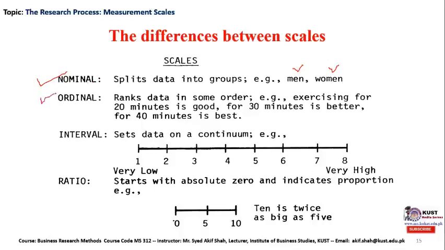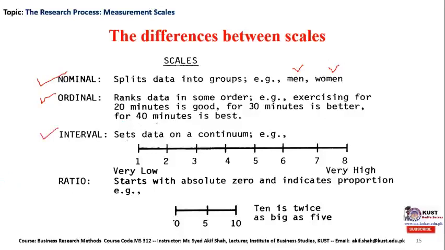When the researcher is not only interested in categorizing, but is interested in ranking the data, then the scale used by the researcher is ordinal. It ranks data in some order. For example, exercising for 20 minutes is good for health, 30 minutes is better, and 40 minutes is the best. So here we can say that a particular ranking has been developed by the researcher: if somebody exercises for 20 minutes, it's good. If he or she exercises for 30 minutes, it is better. And if somebody exercises for 40 minutes, it is best amongst all.